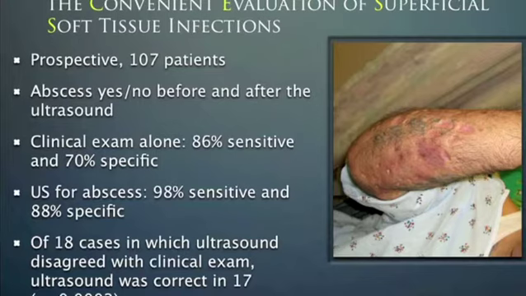One study titled Abscess, Applied Bedside Sonography for the Convenient Evaluation of Superficial Soft Tissue Infections, was prospective and enrolled 107 patients. They forced the clinicians to answer yes or no before and after the ultrasound of whether or not they thought there was an abscess there. The clinical exam seen here shows poor test characteristics, but for ultrasound, the test characteristics were much better. In fact, there were 18 cases in which ultrasound disagreed with the clinical exam, and the ultrasound was correct in 17 of those 18 cases with a significant p-value.